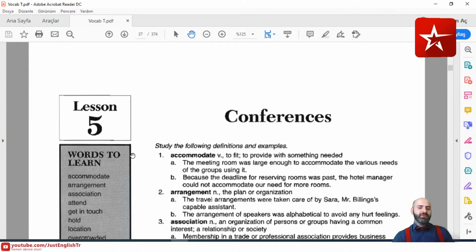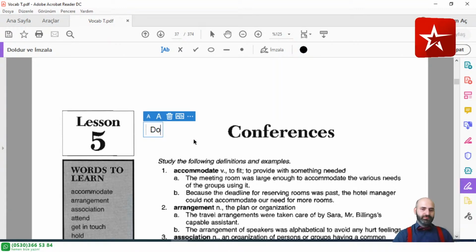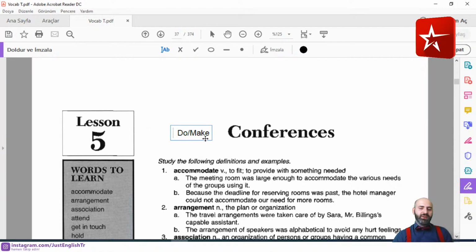One of the things that I wanted to teach you about conferences is which verb we need to use when we are talking about conferences. Do we say do conference, make conference? Which one do you think we need? Or any other verb maybe. Is it true to say I'm doing a conference or making a conference?